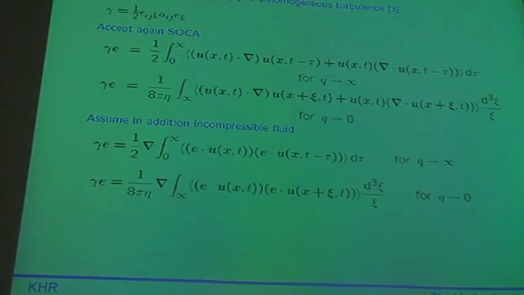Okay, I think I should skip this. Here are second order correlation approximation results for gamma. Essentially, the vector gamma E is a gradient of turbulence, a quantity related to turbulence intensity.